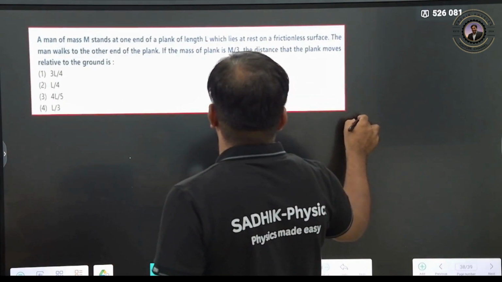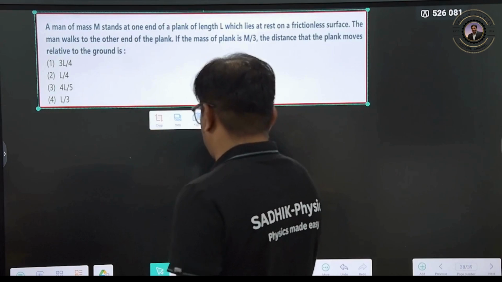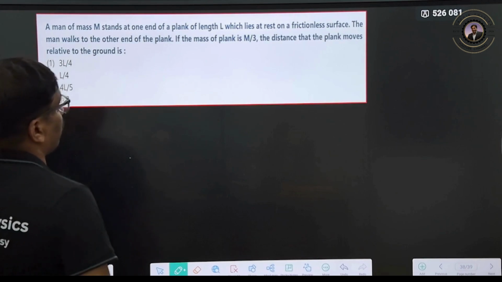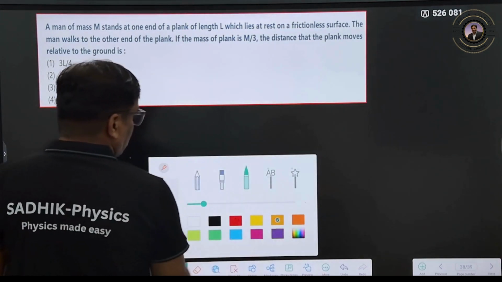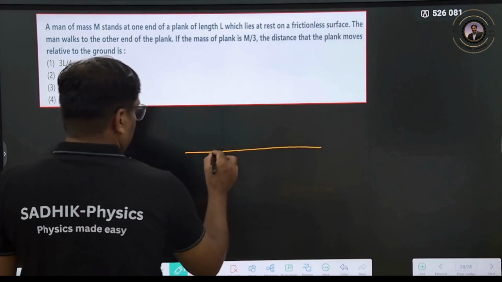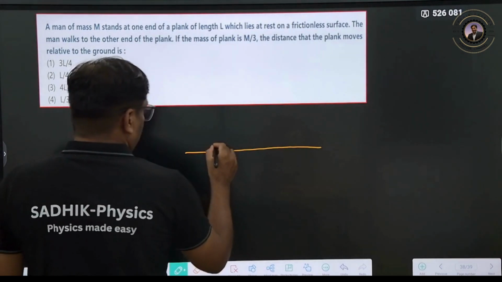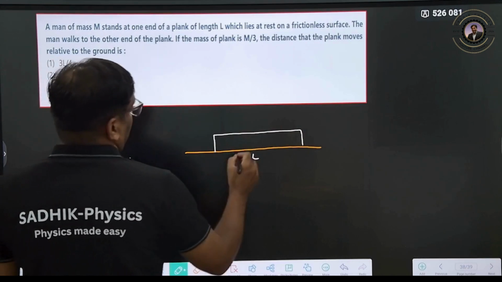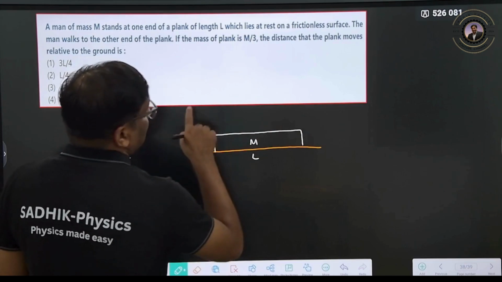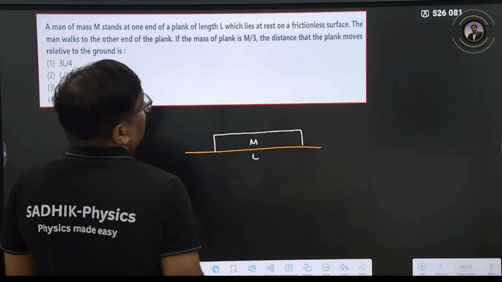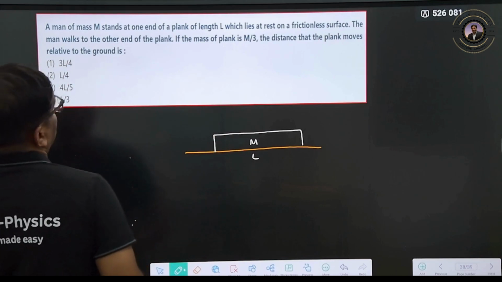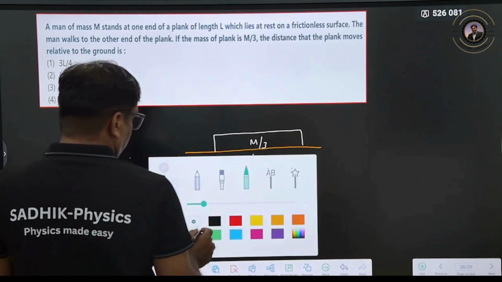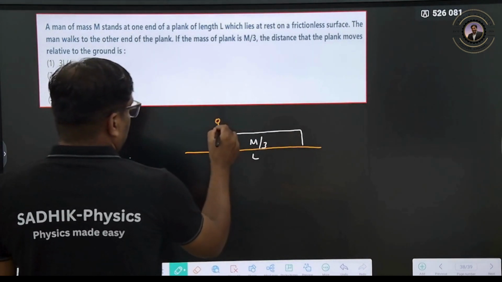So we will do the final question. I already did this type of question in the starting. A man of mass m stands on one end of a plank of length L, which rests on a frictionless surface, that means a smooth surface. The man walks to the other end. The mass of the plank is m by 3, and the mass of the person is m.